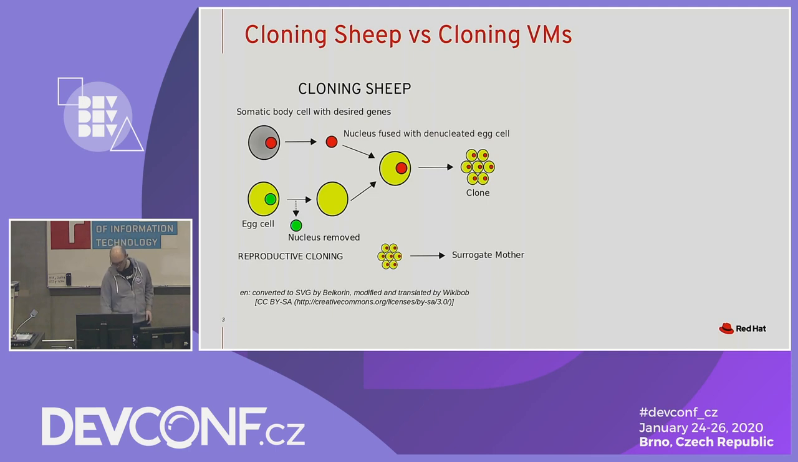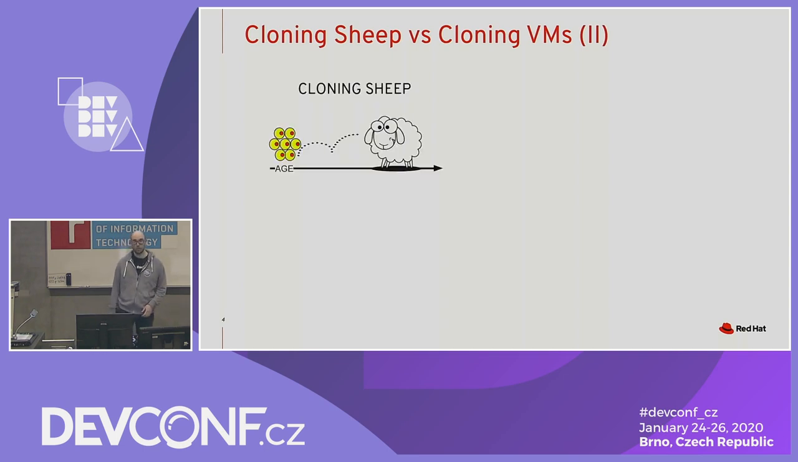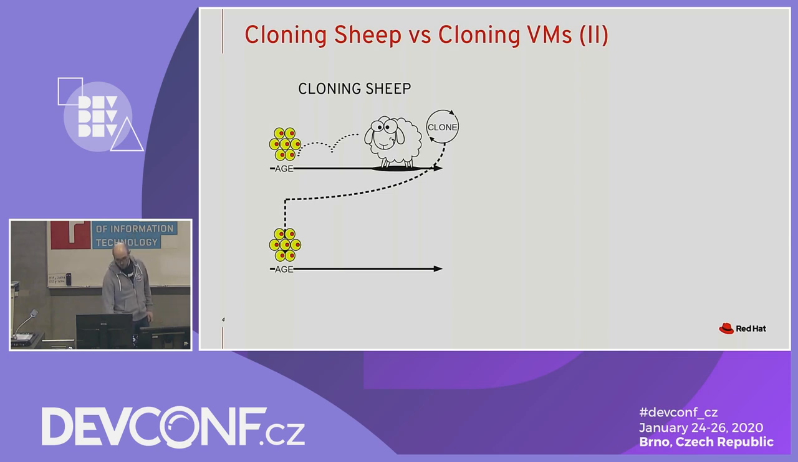What about VMs? If you have a VM and you want to clone it, it's just a matter of a double click. Well, there is anyway a non-trivial difference between these two processes. When you clone a sheep, you start from an adult sheep, take a cell with the DNA, but with your clone, you basically start from the embryo. So in the very end, you will have a different sheep, both in look and in personality, as the environment and experiences of the clone will be different from the ones of the parent.